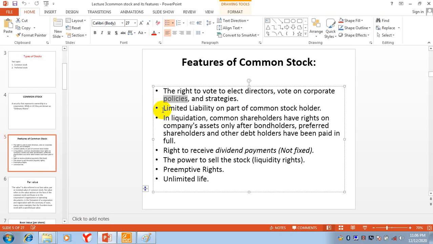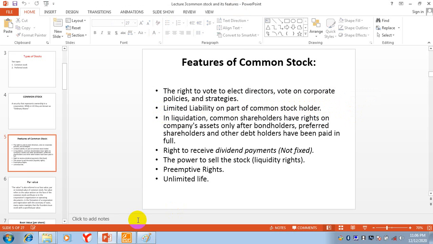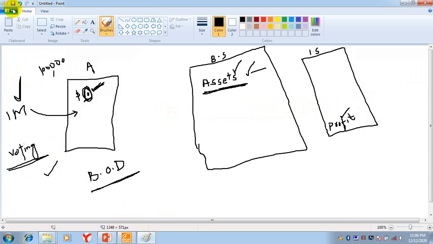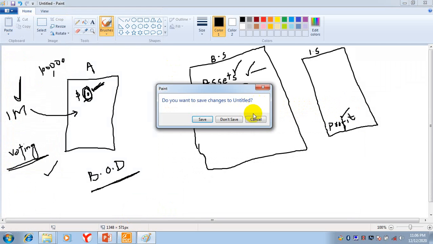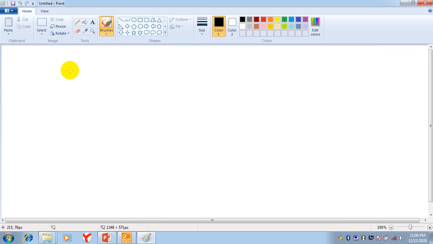The second feature of common stock is limited liability on the part of common stockholders. What is limited liability? There are three types of businesses. One is called sole business. The second type of business is partnership. And the third type is corporation or joint stock companies.